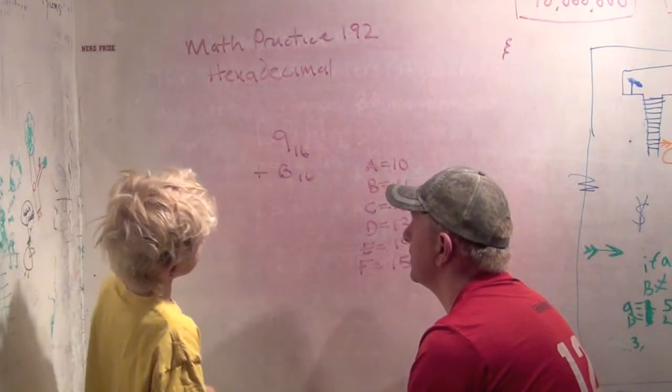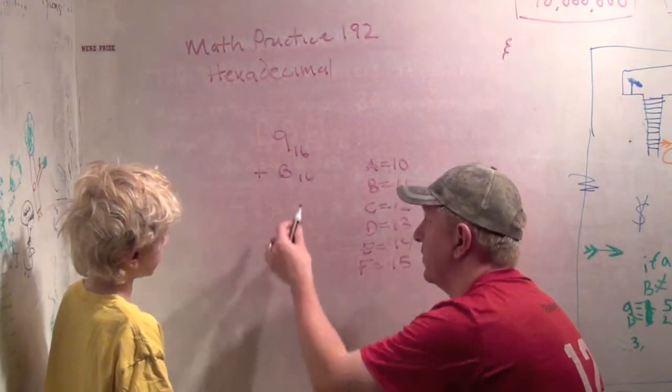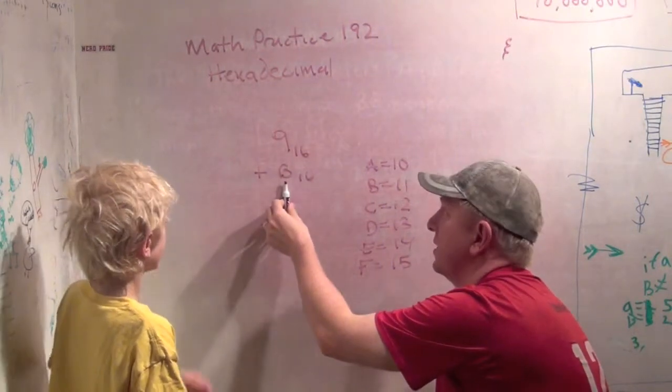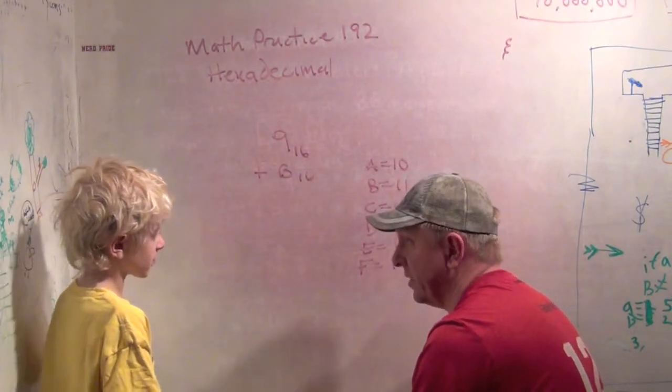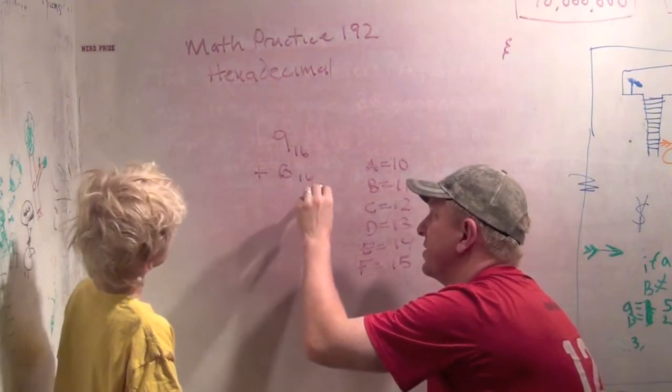That's 1 times 9, and this is 1 times 11. So this should be 20, right? Now how are we going to write 20 in base 16?